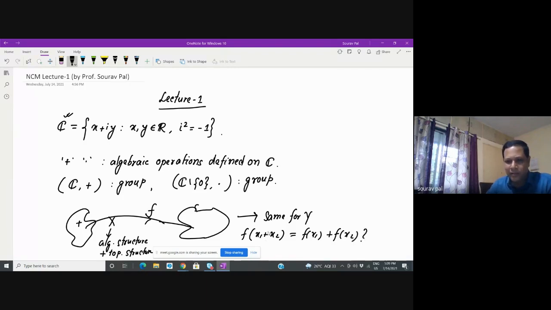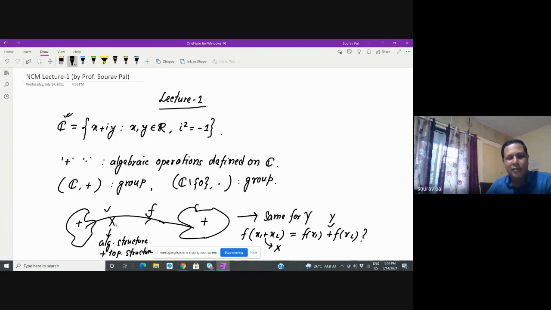Note that this plus comes from X, and the other plus comes from Y. Whether this thing holds, then we say that the algebraic operation plus is preserved. We are adding two points on the left hand side, and if we look at the images, it is equal to their individual sums. So this is what is called preservation of a structure.